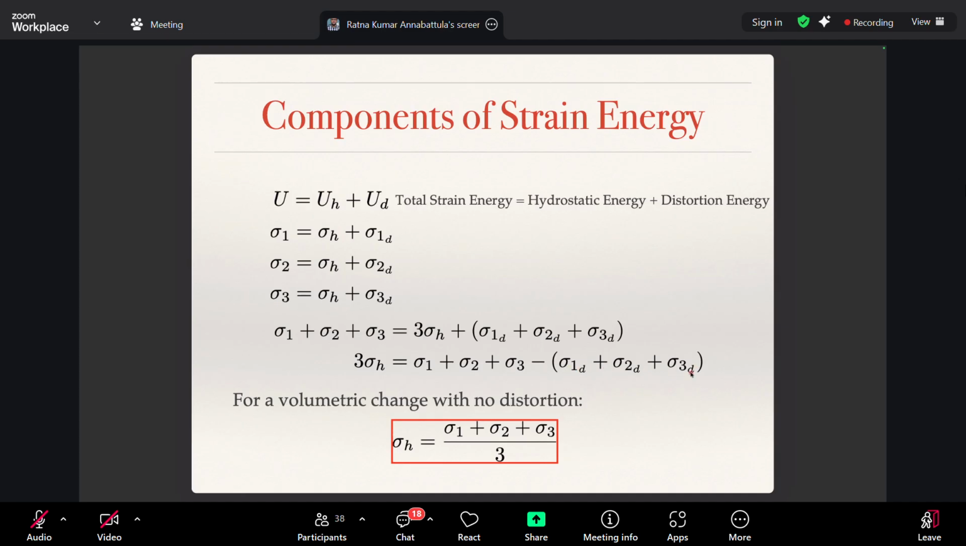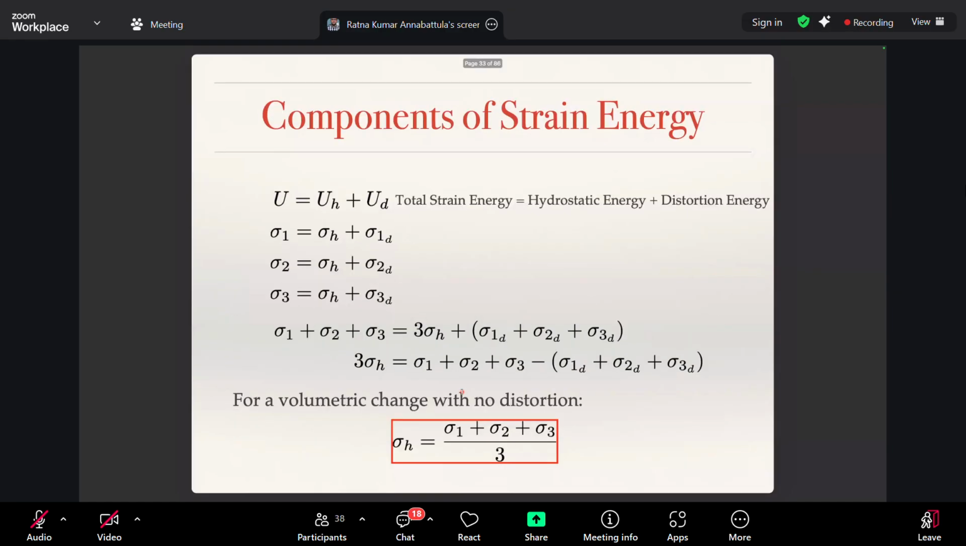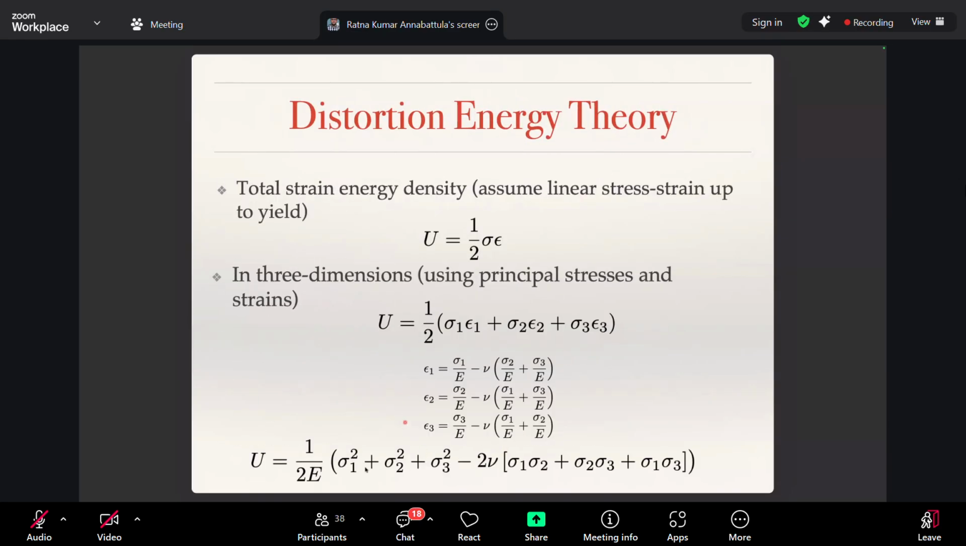So this component will become 0. Then your hydrostatic stress, if you have sigma 1, sigma 2, sigma 3 as your principal stresses, then the hydrostatic part of the stress will be (sigma 1 plus sigma 2 plus sigma 3) by 3. Okay. So the hydrostatic stress will be the same in all the three directions. That is (sigma 1 plus sigma 2 plus sigma 3) by 3, if the three principal stresses are sigma 1, sigma 2, sigma 3.